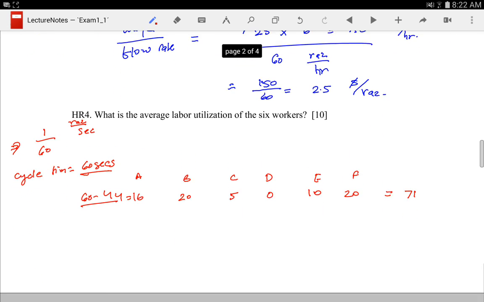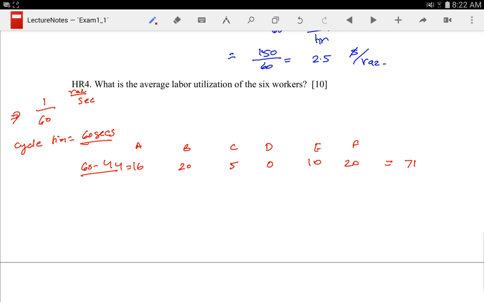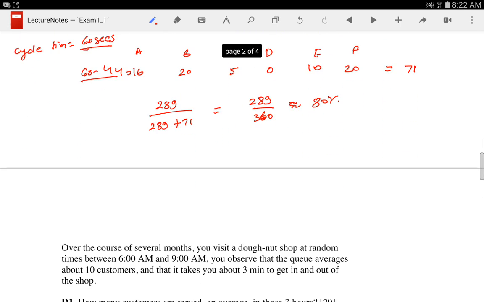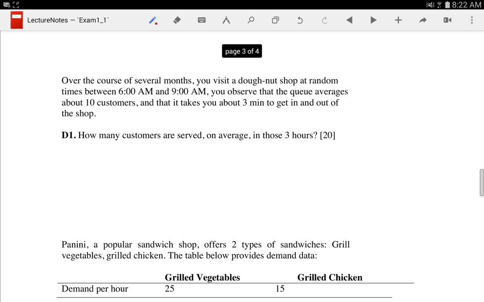Now we are ready to use the formula, which is just the total processing time, 289, divided by the same processing time plus the idle time of 71, which comes out to be 289 divided by 360. This is equivalent to about 80%. Alright, we're ready to move on to the next question.